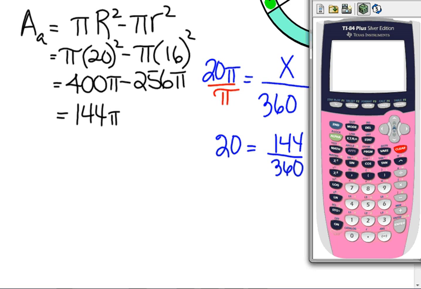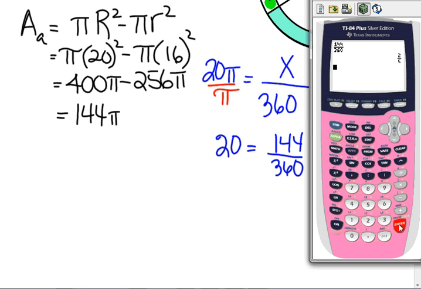the new operating system, you go alpha y equals, and I have these extra buttons here. Those are fraction buttons. That's the numerator and the denominator. So I'm going to press that, and now I can put in 144, and I can put in 360. It'll reduce it for me. So if you're not good with fractions, I highly recommend this. The answer is 2/5. So it's 2/5 x.